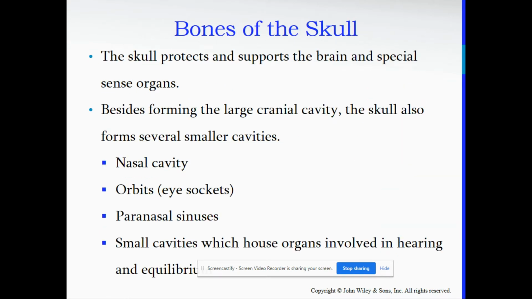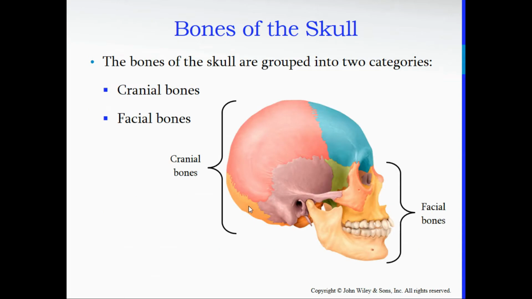The skull protects and supports the brain and special sense organs, your eyes and your ears and your nose, your sense of smell. Besides forming the large cranial cavity, the skull also forms several smaller cavities, such as the nasal cavity, your orbits or your eye socket, the paranasal sinuses, and small cavities which house organs involved in hearing and equilibrium. So there are very small cavities for your inner ear.